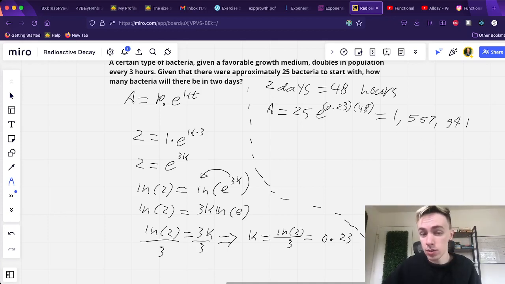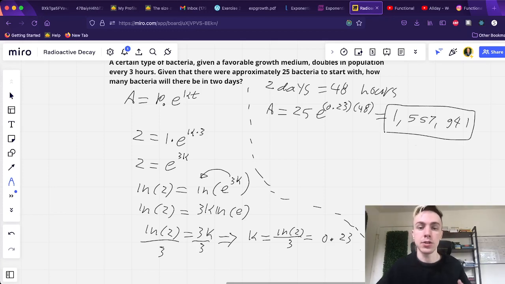It wants to know how many bacteria there are. Bacteria is a unit. It says approximately 25 bacteria, which is a little confusing, but bacteria are units of things, so we probably want to round down in this case. So we'll just keep it as this, 1,557,941 bacteria after those 2 days. Okay, I hope that makes sense.